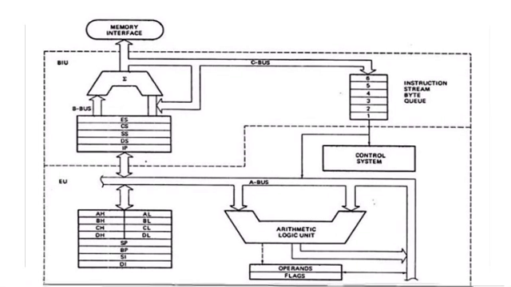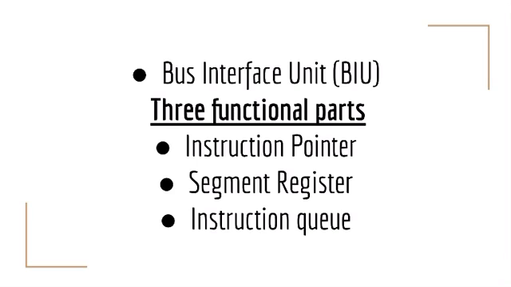Next, we have the instruction queue. In this BIU, that means the bus interface unit, it performs its operation in parallel with the execution unit. So this is about the bus interface unit. Remember, in the bus interface unit, there are three functional parts: instruction pointer, segment register, and instruction queue.